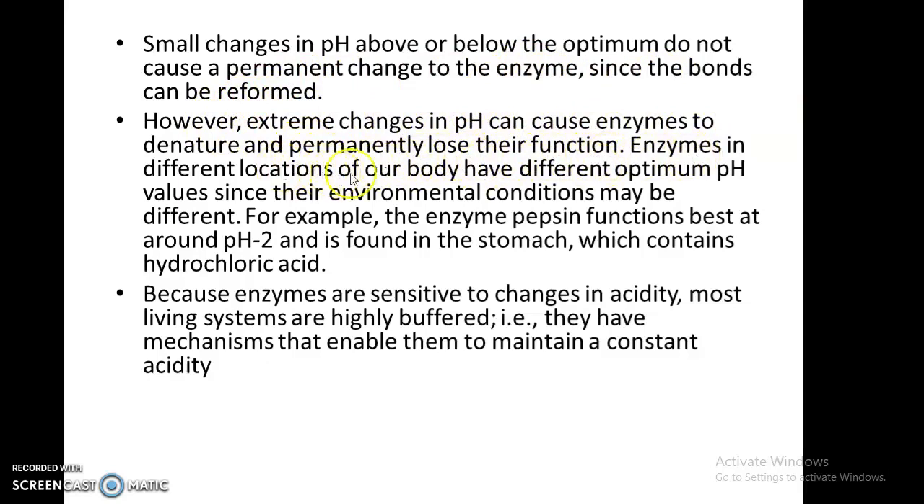Enzymes in different locations of our body have different optimum pH values, since their environmental conditions may be different. For example, the enzyme pepsin functions best at around pH of 2 and is found in the stomach, which contains hydrochloric acid. Because enzymes are sensitive to changes in acidity, most living systems are highly buffered. That is, they have mechanisms that enable them to maintain a constant acidity.